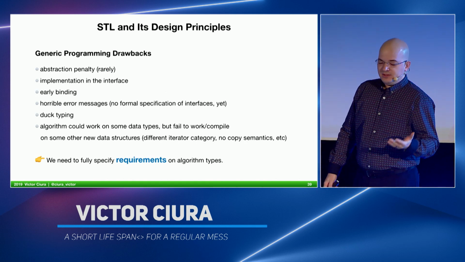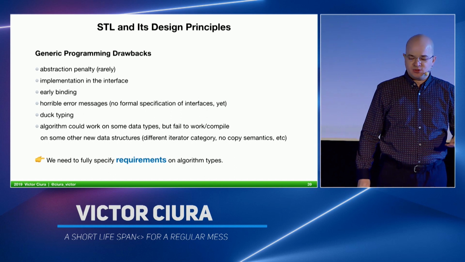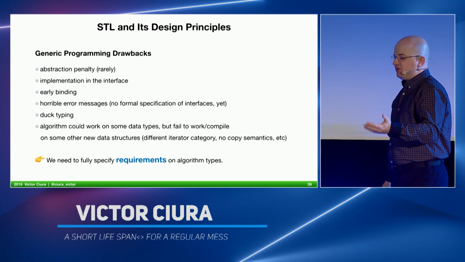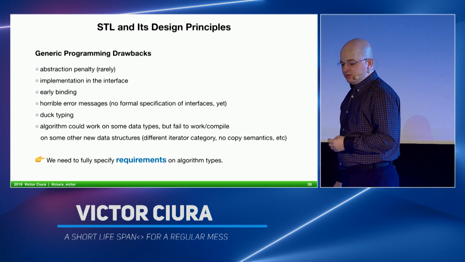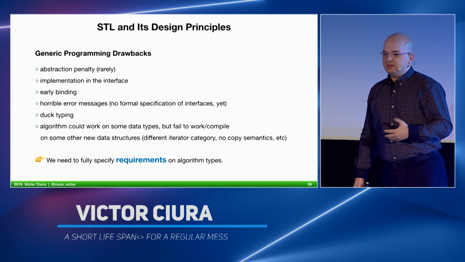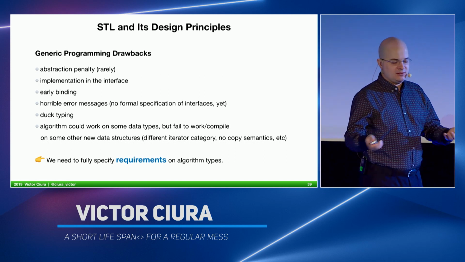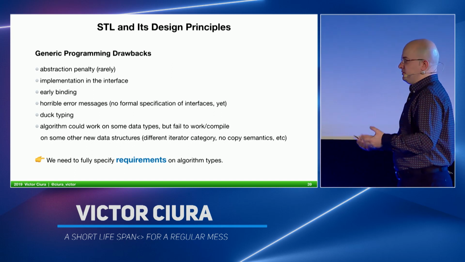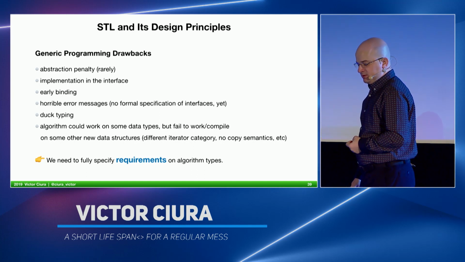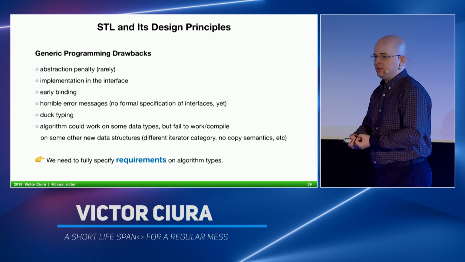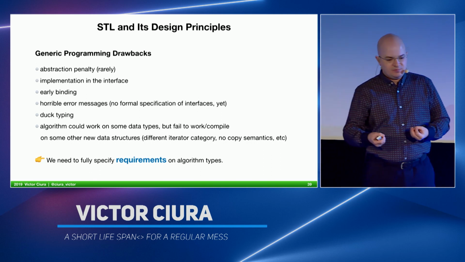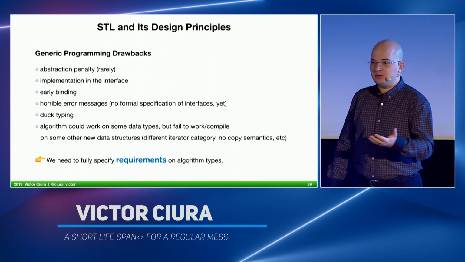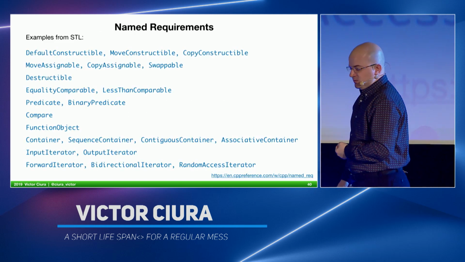Generic programming does have its drawbacks. You rarely have some abstraction penalty. You have the implementation in the interface because we're talking about templates. We have early binding, horrible error messages like we all know, duck typing, and unexpected results down the line. Things might work now for the types we're using today and might break in the future when we're introducing new types into the mix. So we need to fully specify requirements on types in order to make sure that the algorithms we provide work with the types we intended, not by chance. We don't want duck typing.